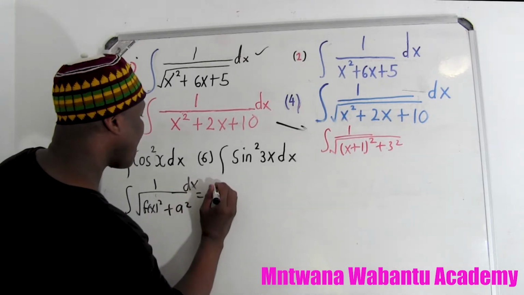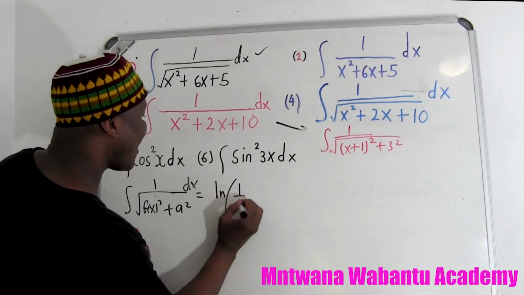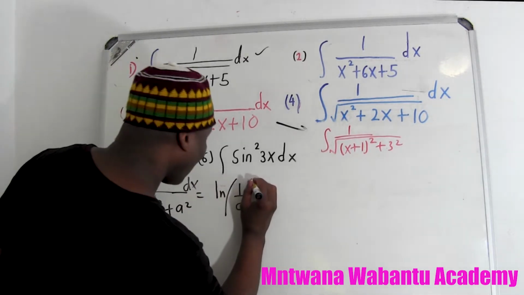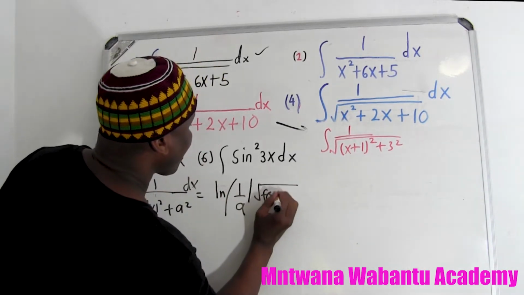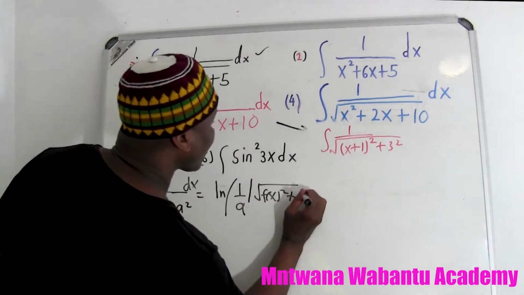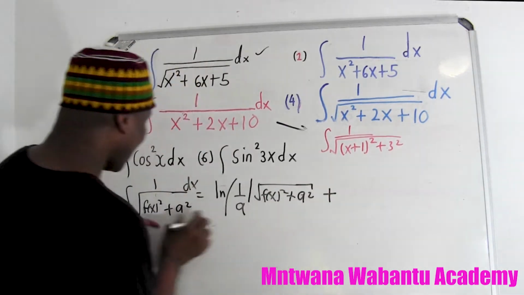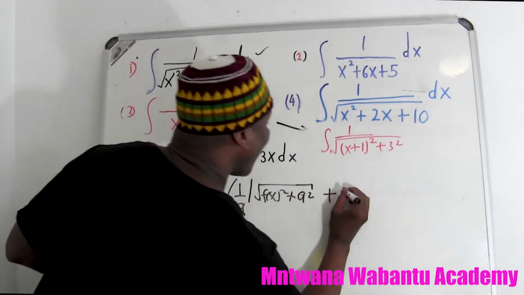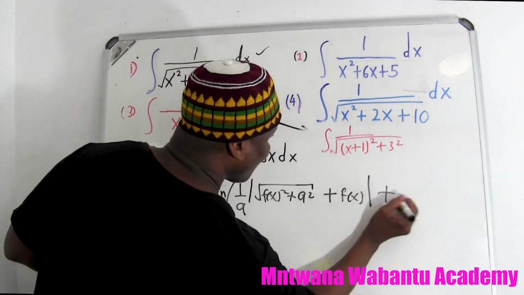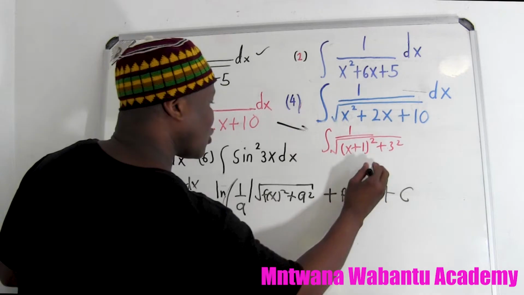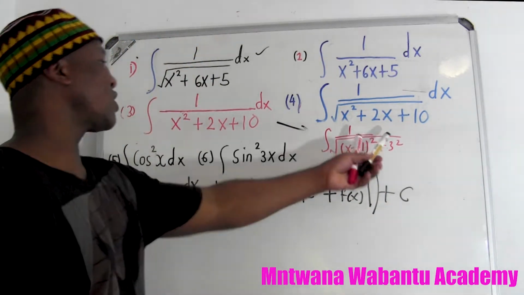this is going to be ln of 1 over a, and then write your absolute value, writing exactly your function, and then you plus your a, and then you plus only this function with no square. Then you open the absolute value, make sure you close the absolute value, and then you plus c. But remember, if you open brackets, you must close the bracket. That's all. So we're going to do the same thing for that one.